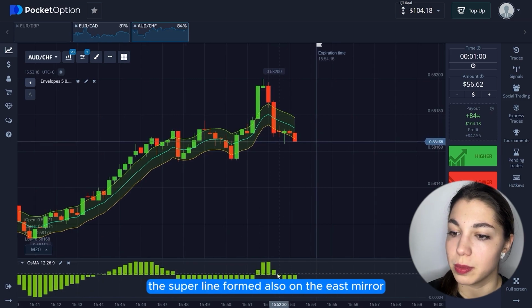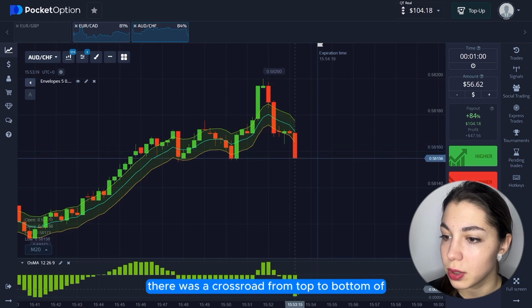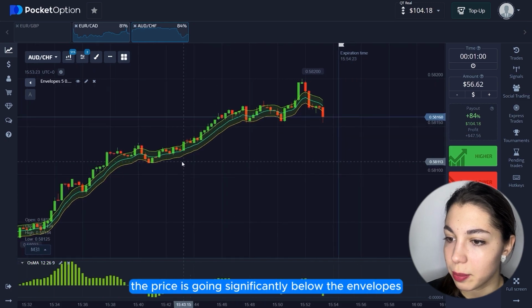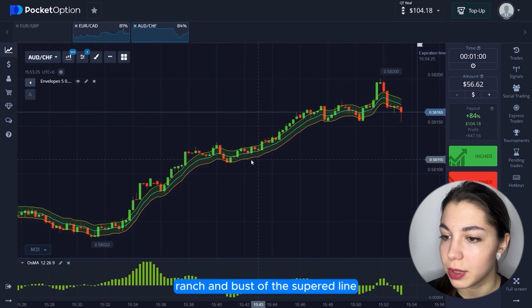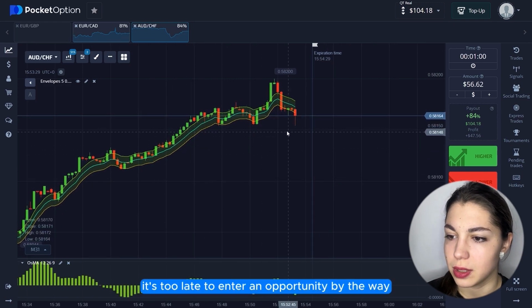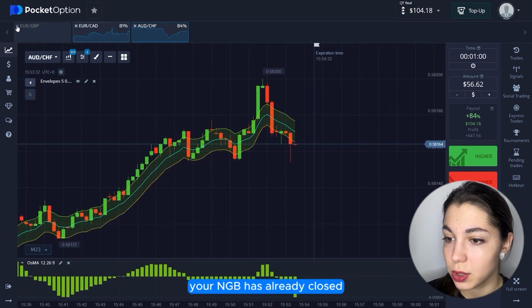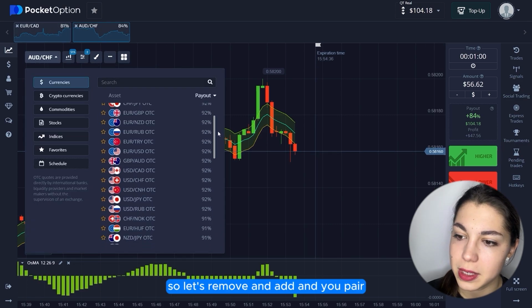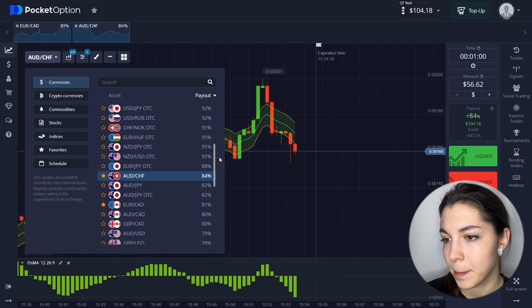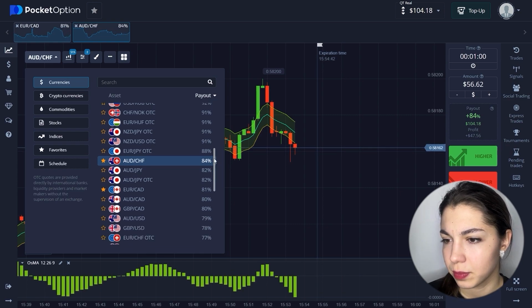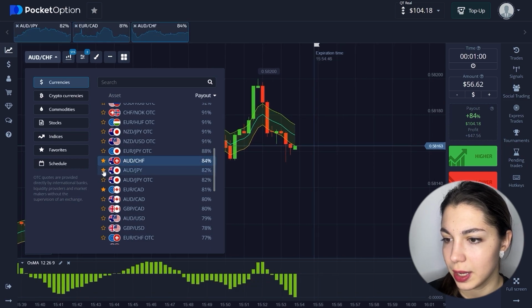A support level formed. Also on the OSMA, there was a crossover from top to bottom on the zero value. There's another factor. Here, the price has gone significantly below the envelope's range and bounced off the support line. It's too late to enter an upward trend now. By the way, EUR/GBP has already closed, so let's remove it and add a new pair. I'll add AUD/JPY.